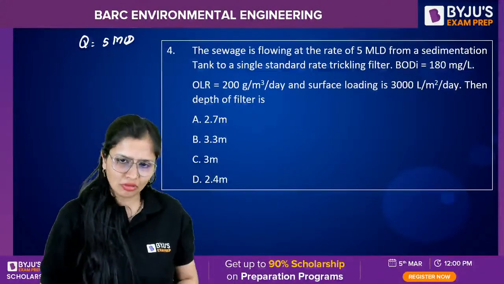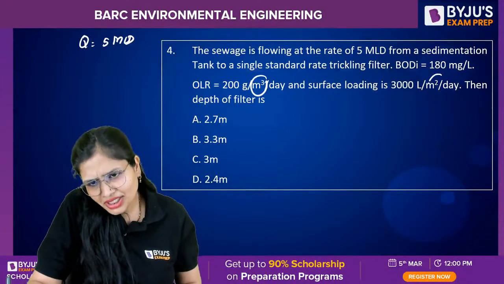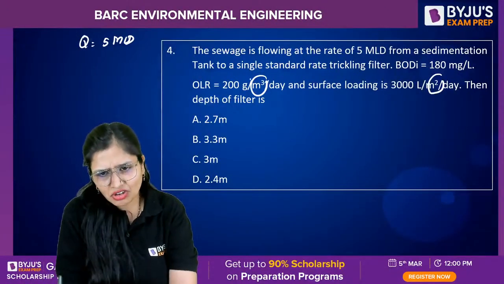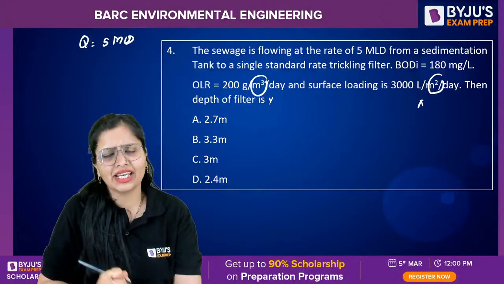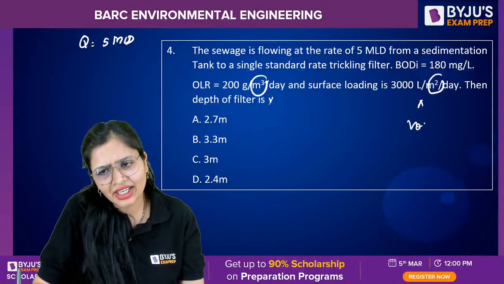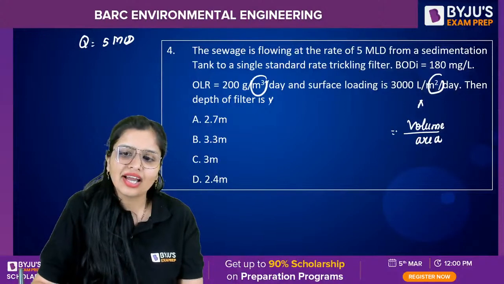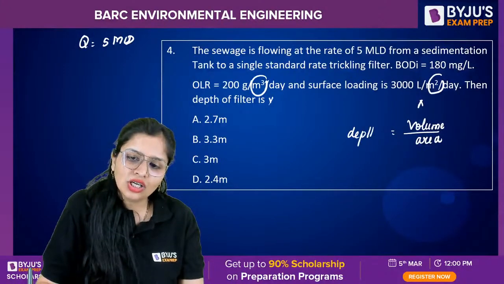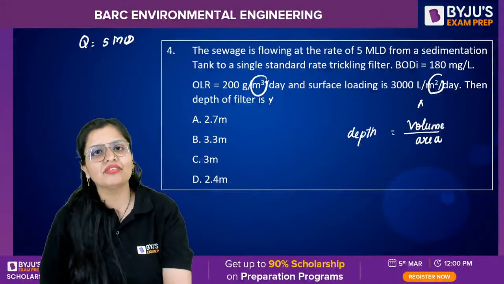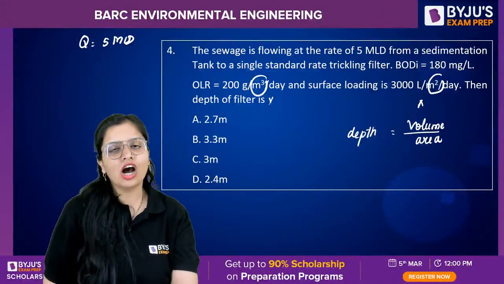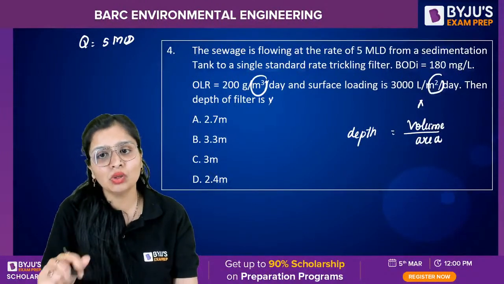Now apply your common sense. Here meter cube is there, and here meter square is there. That means from here I'll be able to get volume, and from here I'll be able to get area. If I divide volume by area, I will get the depth. So the only thing I have to do is calculate the volume and calculate the area. So how will you do it? Let's see.